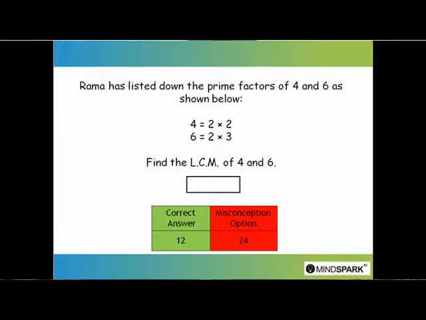The following question was asked in another MindSpark session to students of grades 7 and 8. The question reads, Ram has listed down the prime factors of 4 and 6 as shown below. 4 is equal to 2 into 2, 6 is equal to 2 into 3. Find the LCM of 4 and 6. The correct answer here is 12, but often students are incorrectly multiplying 6 and 4 to get 24 as the LCM.